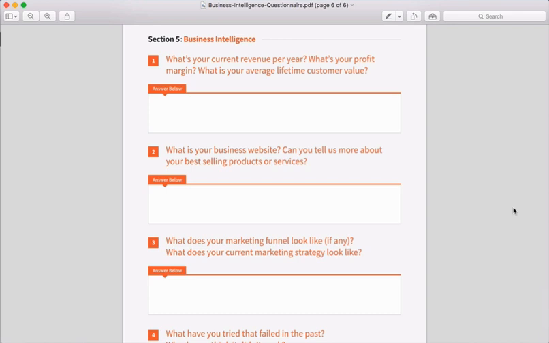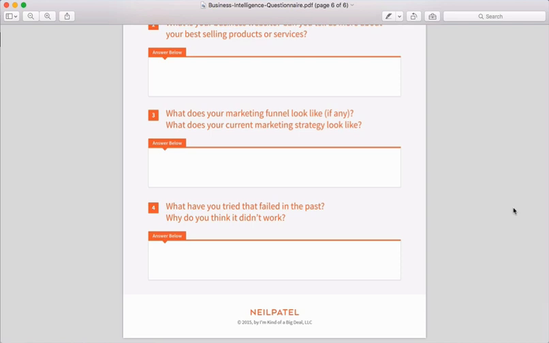Number 2, what's your business website? Can you tell us more about your best-selling products or services? Again, this is really for your own use. If you just want to jot something down quickly, that's okay too. What does your marketing funnel look like if you have one? If you don't have one, that's okay. Maybe you just have a sales page or people fill out a lead form on your website.